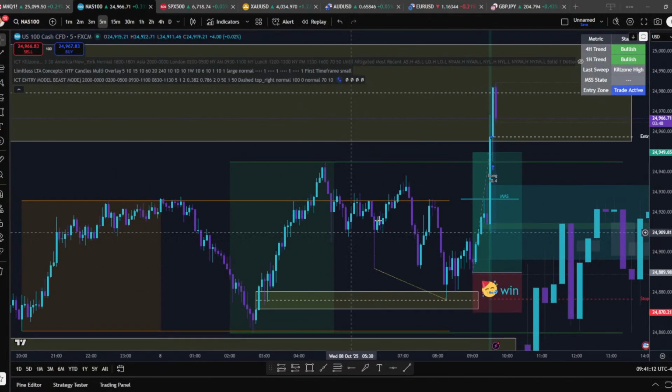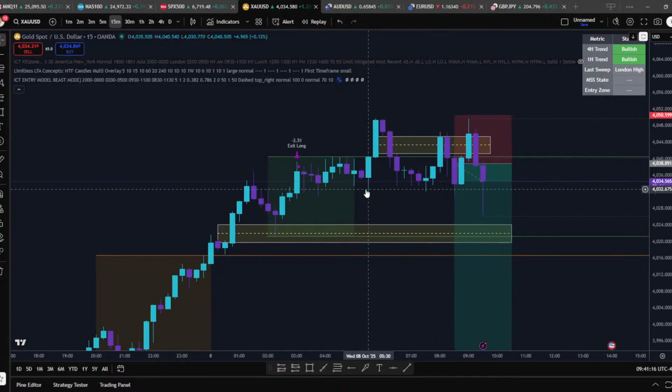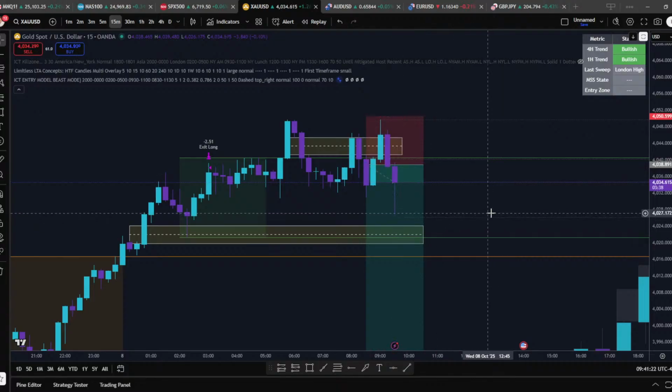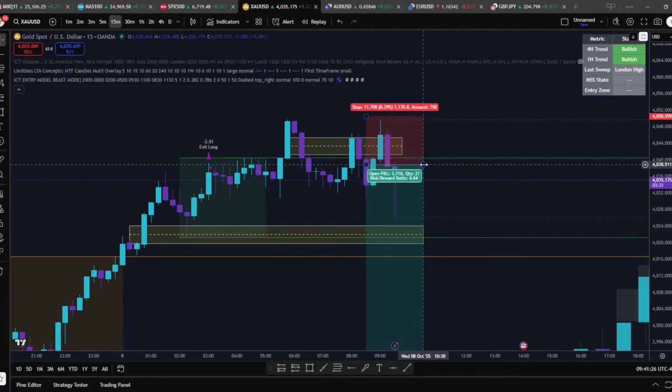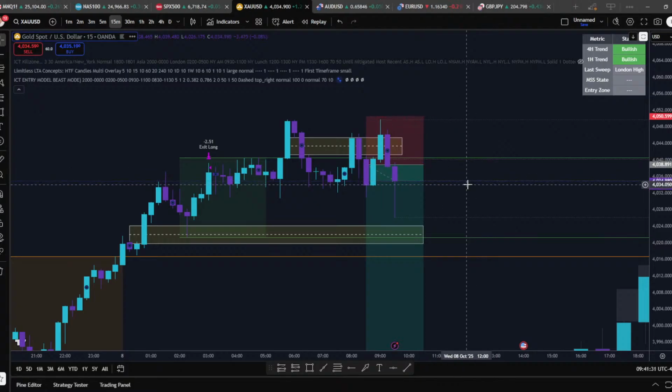Okay, so that was a very good call out. Gold, we don't like this wick. So if you didn't take a 1-to-1 trade on this, I would be at break even now. And if it stops me out at break even, then I'd go, oh well, it's a break even trade.